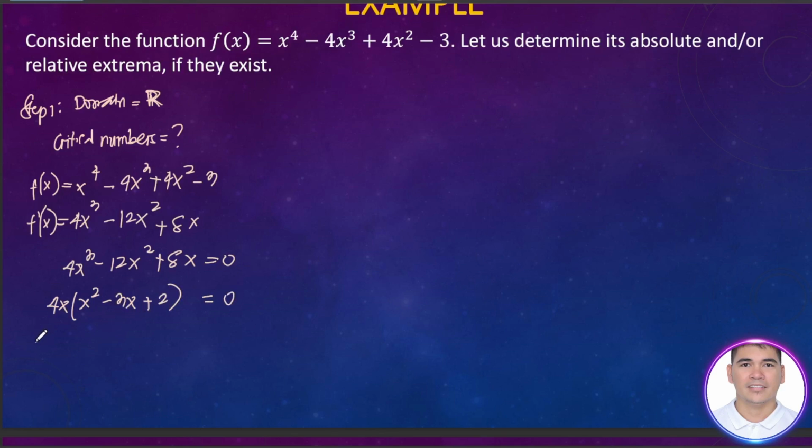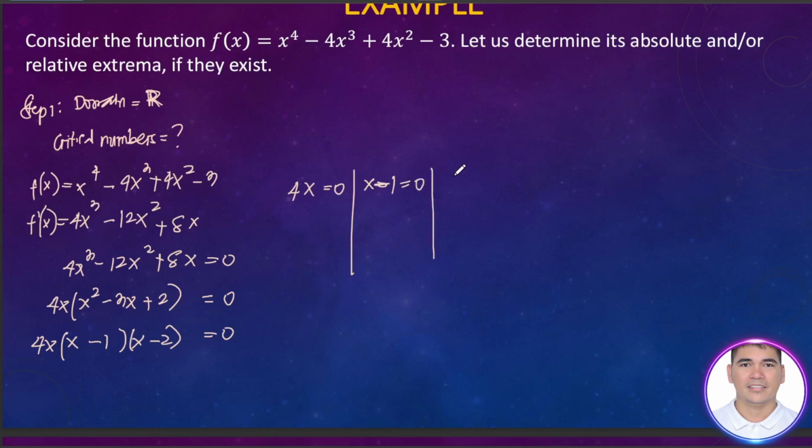Then, we factor this. We get 4x times x minus 1 and x minus 2. So, now we equate 4x equals 0. Another one is x minus 1 equals 0. And then, x minus 2 equals 0. So, here we have x equals 0, x equals 1, and x equals 2. So, our critical numbers are 0, 1, and 2.